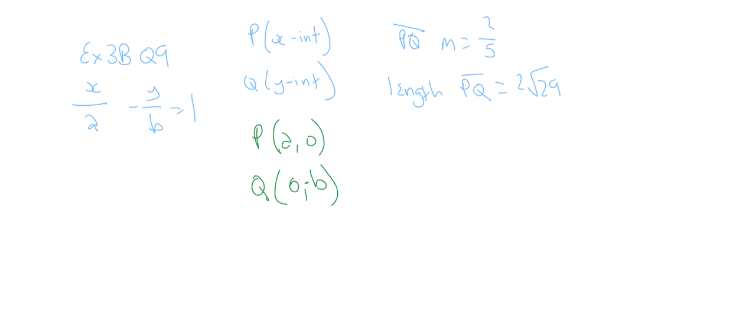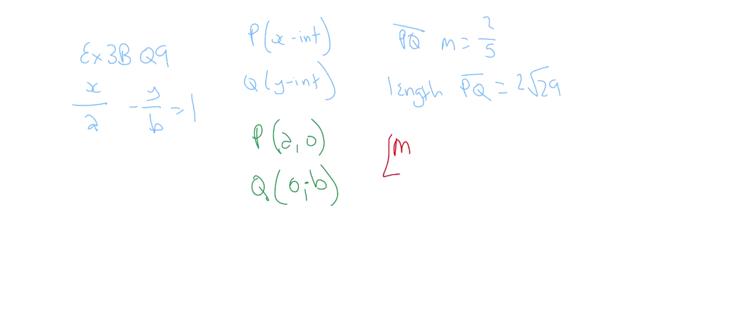I'm also told that the gradient of PQ is 2/5, and that the length of PQ is 2 root 29. I'm asked to find, let me have a look, values of A and B. So what I'm going to do is use these coordinates to find the gradient. The gradient is 2/5.